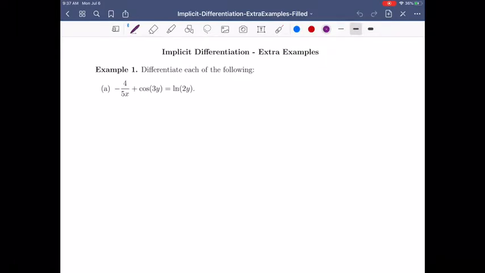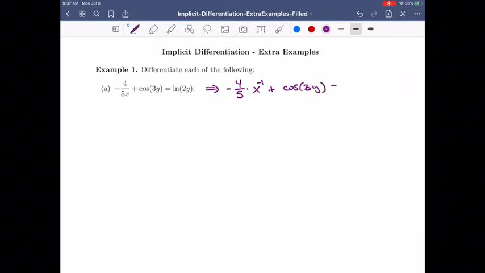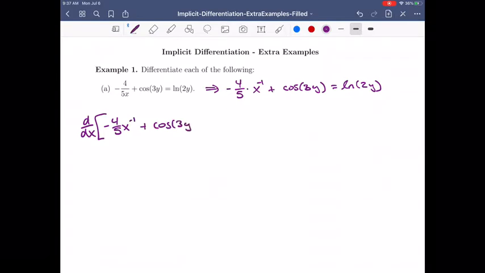Now I might want to rewrite this before I start. So negative 4 over 5x can be written as negative 4 over 5 times 1 over x, which is x to the minus 1, plus cos of 3y equals ln of 2y. So then, when we take the derivative, we're going to do the derivative with respect to x of both sides, which means that we actually want to do this to each term.